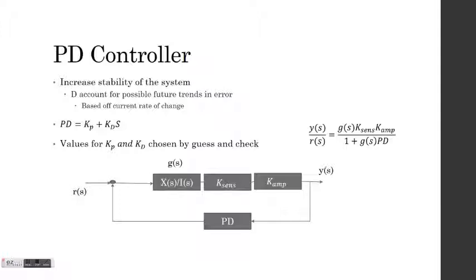An ideal derivative is not causal. Derivative action is seldom used in practice. There is one estimation that only 25% of controllers use the derivative action. This is because of the variable impact on the system stability in real-world applications. The derivative accounts for the possible future trends in error and is based off the current rate of change. This is a model of the PD controller with the transfer function. The full transfer function is listed on the right side.